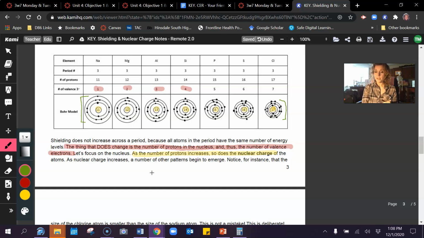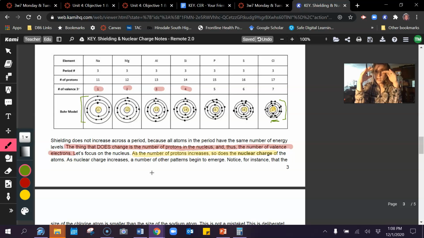That is deliberate. That was done on purpose. And the reason why is because chlorine is a smaller atom than sodium. Chlorine has more protons than sodium does. Therefore, the nucleus has a stronger attraction for its valence electrons than sodium does. So the chlorine nucleus is going to pull in those valence electrons.